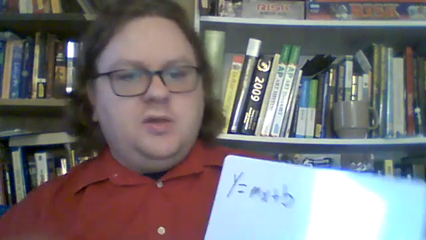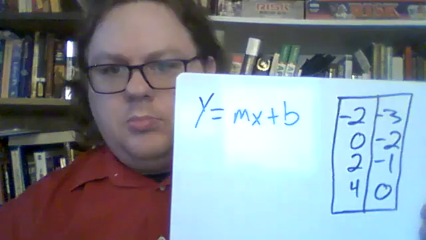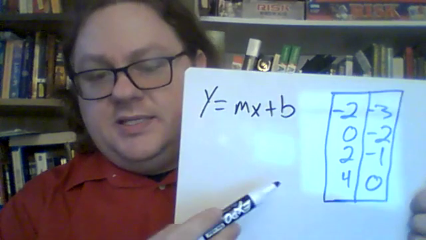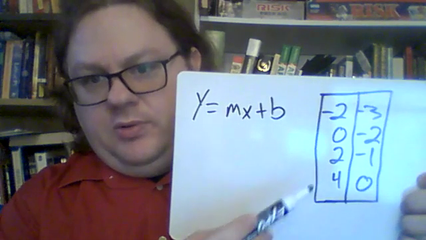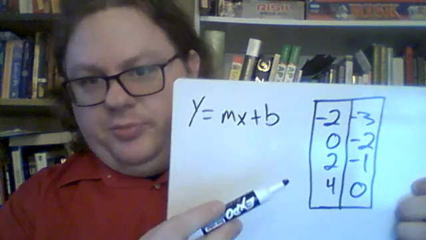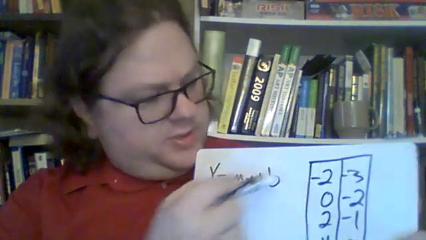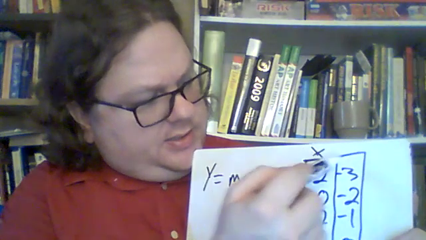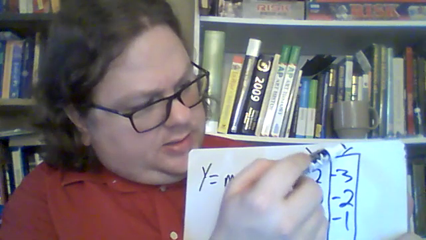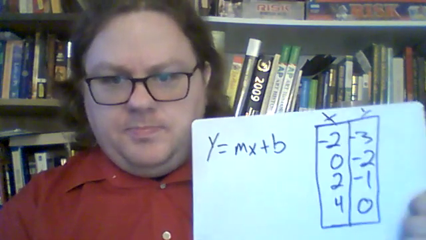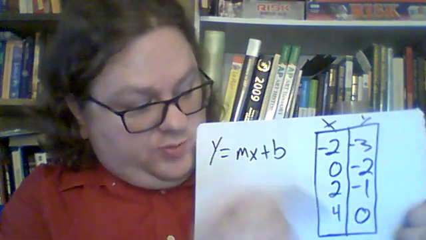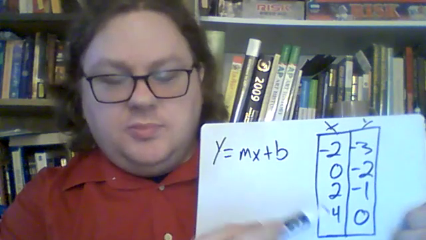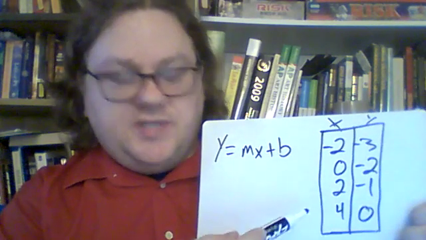Okay, so let's say they give you these points: -2, -3. I'm just going to pause while I write this down. Okay, they give you these coordinates in this table, and they ask you to find the slope. These are x's, these are y's. And you can take any 2 points and compare them with this formula, and it'll give you the slope.